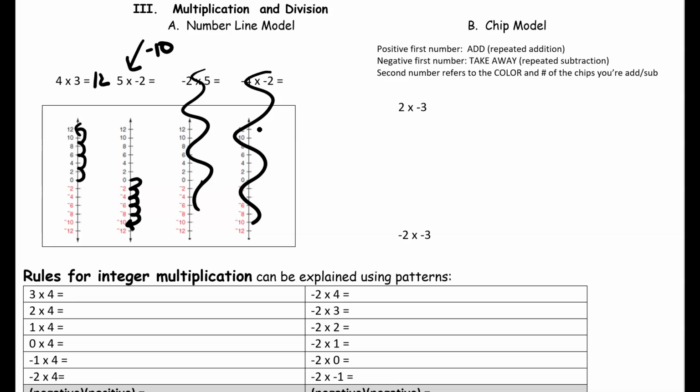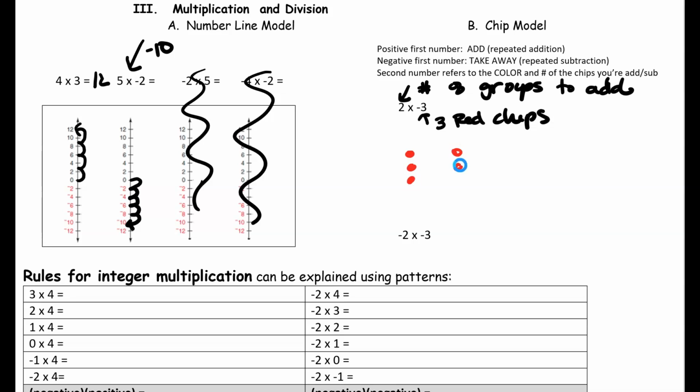I think with chips, it can make a lot more sense. So this first number we can represent as the number of groups. So number of groups to add, okay, add because it's positive. And then what is going to be in each group? We're going to say 3 red chips. So the way we're going to draw this picture is we're going to have 2 groups of 3 red chips, so in total we have 6 red chips, or negative 6.